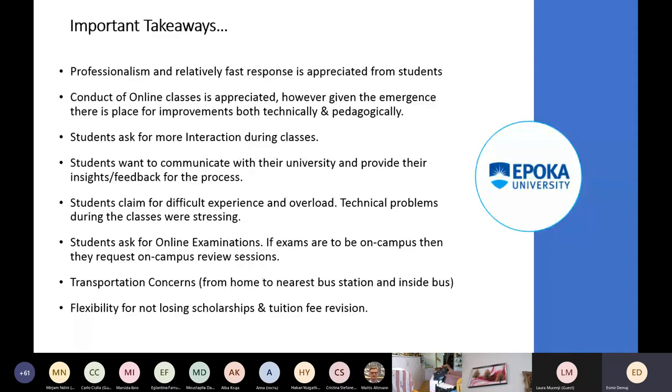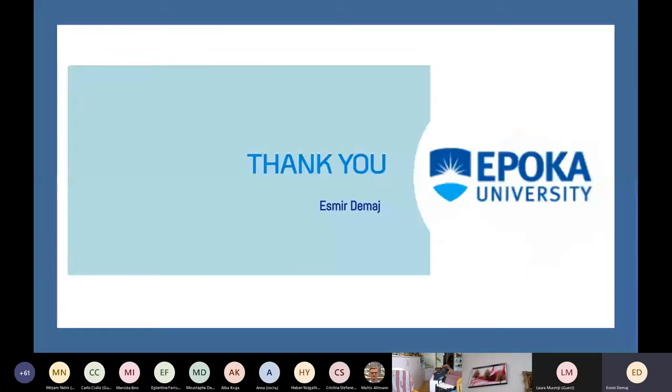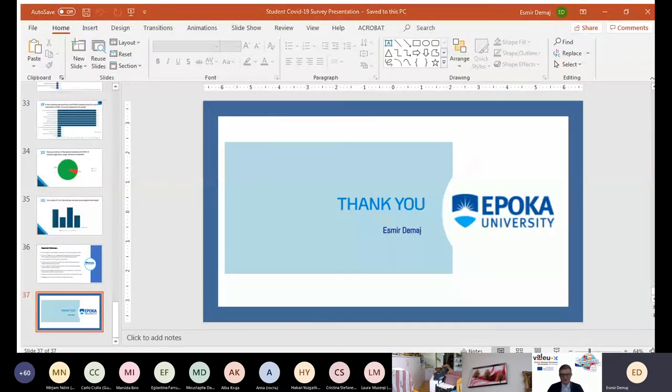Students ask for online examinations. They say, if we are having online classes, we should have online examinations. But if the university insists on having on-campus examinations, then for sure we need to have on-campus review sessions. They have problems or concerns with the transportation, and they request some flexibility for not losing their scholarships or some tuition fee revisions and stuff like that. So thank you for your time, and I'm granting the floor to Matis.